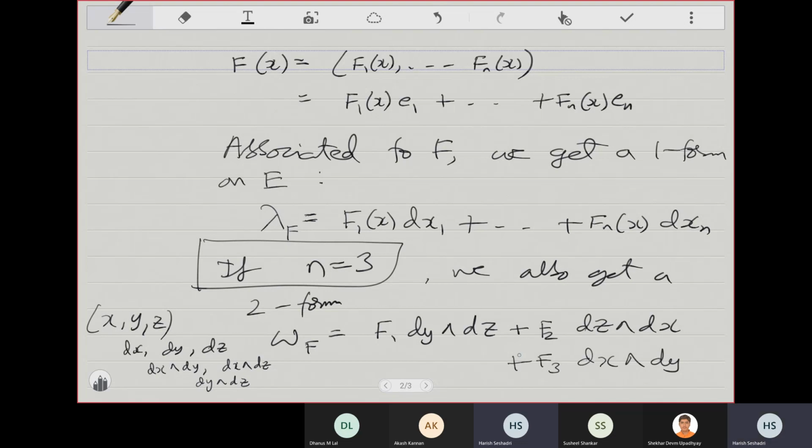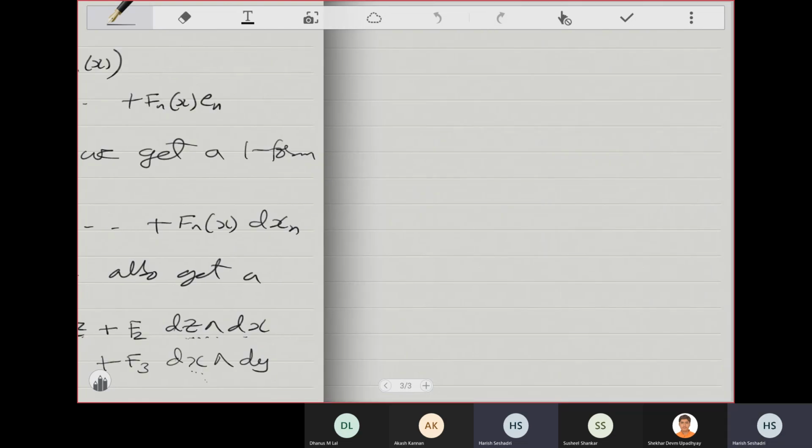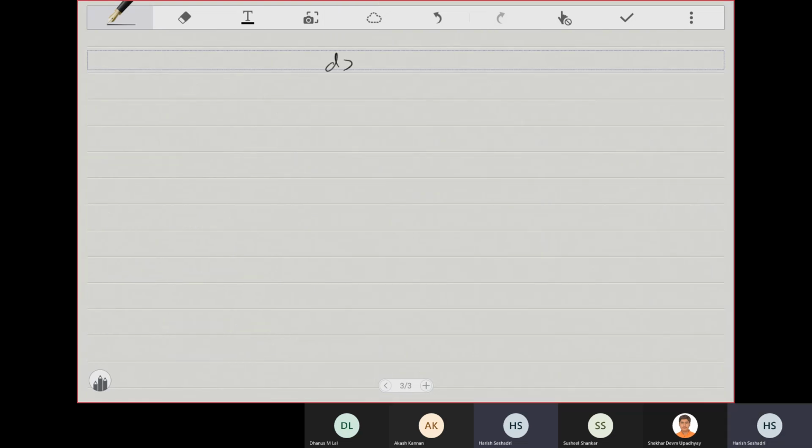This is not quite in that form because the first one is okay. Dy wedge dz is in the standard form. This is not in standard form, dz wedge dx. This is also okay. So in order to remember this, you just write the dx's sequentially like this. The forms we are working with are obtained by sort of cyclically going through them.